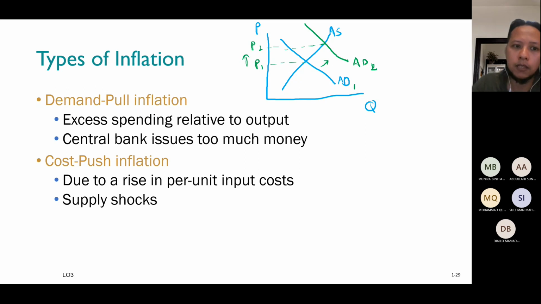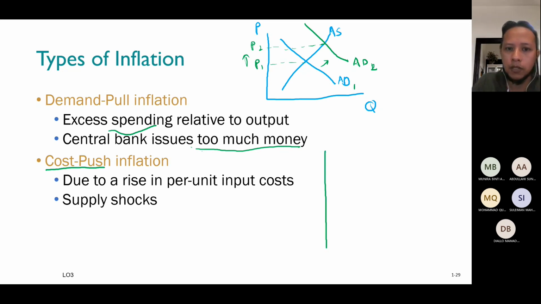Okay, because demand has increased, and this is basically when there's too much money in the economy. Okay, excess spending relative to output, and it may also be caused by central banks issuing too much money. Okay, when the central bank pumps money into the economy, it will also cause demand pull inflation. Okay, another type of inflation is cost push inflation.